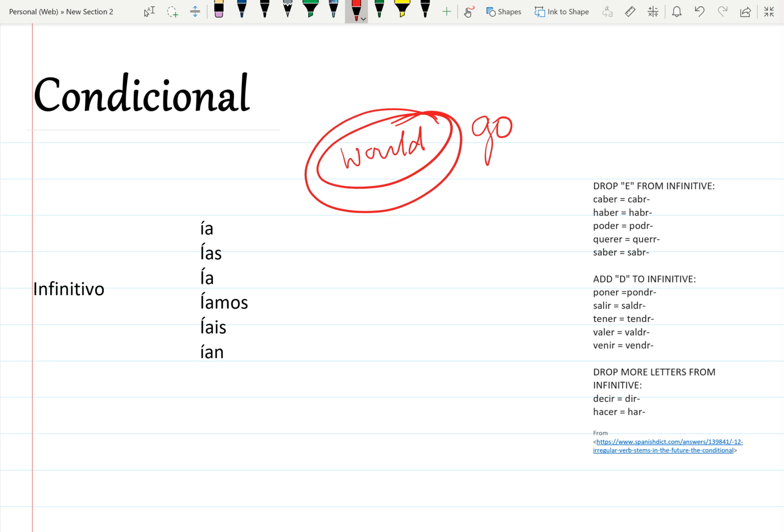Would is actually what's called an auxiliary verb, a helper verb. It doesn't exist in Spanish. And the common mistake students make is trying to look up the word would in the dictionary when they're trying to form these sentences. It just doesn't exist.